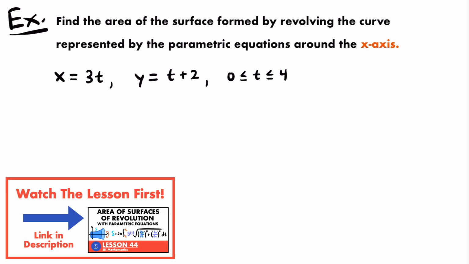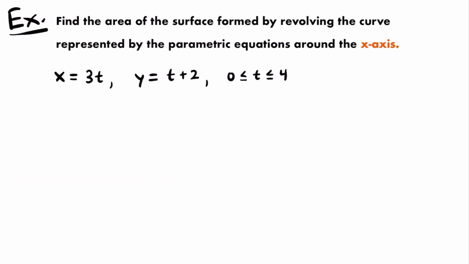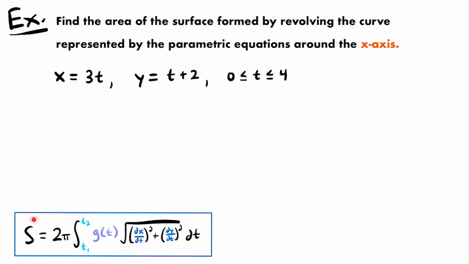All right, and in order to calculate the area of that surface of revolution, we need to know the proper formula. In this case, since we are working with parametric equations and we are revolving around the x-axis, our formula will look like this. The area of the surface of revolution S is equal to 2 pi times the integral from t sub 1 to t sub 2, which are two values of t for our curve, of g of t times the square root of dx dt squared plus dy dt squared.